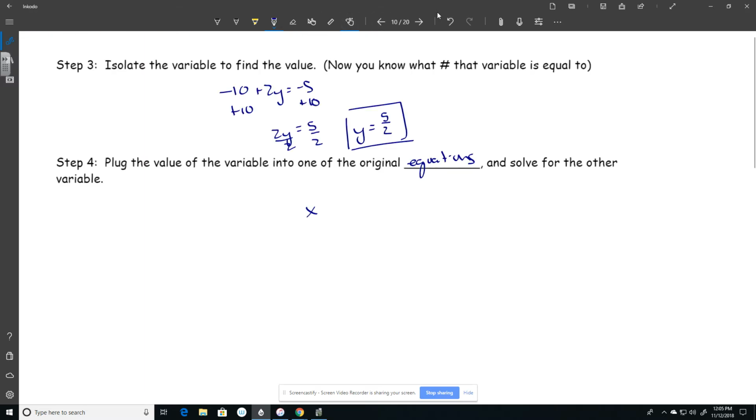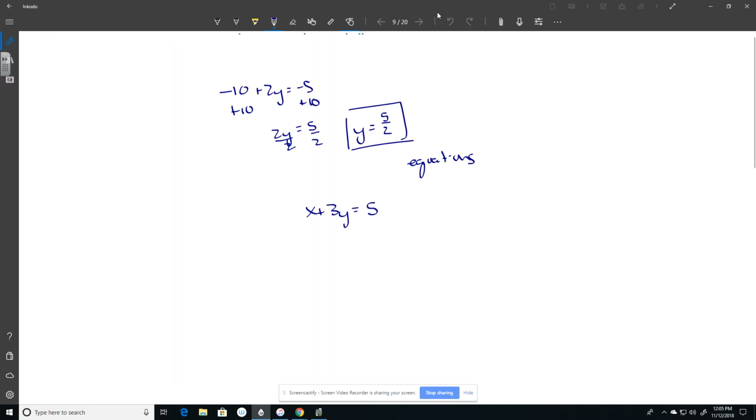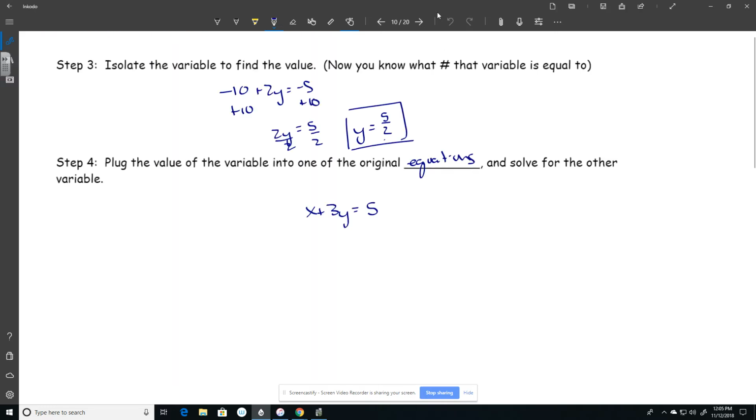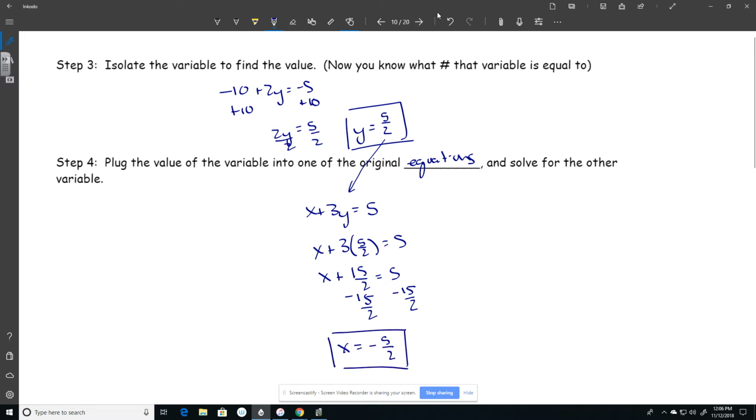So I'm going to take x plus 3y equals 5, I think, or negative 5. I better double check. Equals positive 5. And I'm going to plug in my y value. So x plus 3 times 5/2 equals 5. So x plus 15/2 equals 5, which means I need to subtract 15/2 from both sides. So x is going to equal negative 5/2 after I do that arithmetic.